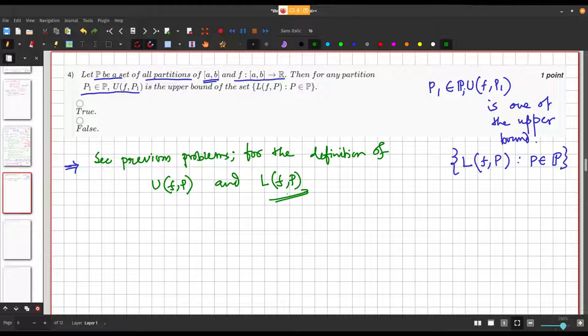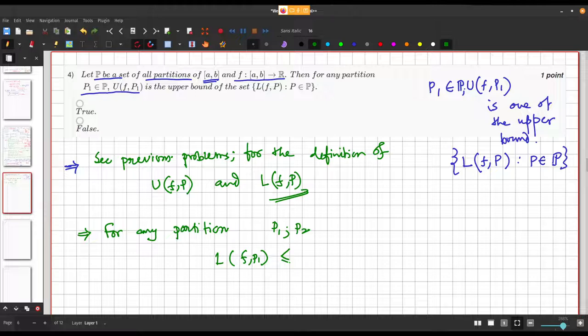So now we will use a small property here that says for any partition P1 and P2 defined in the same interval, we always have L of FP1 less than or equal to U of FP2. Okay, this is for all, or let me write it like this, for all P1, P2 belonging to P.